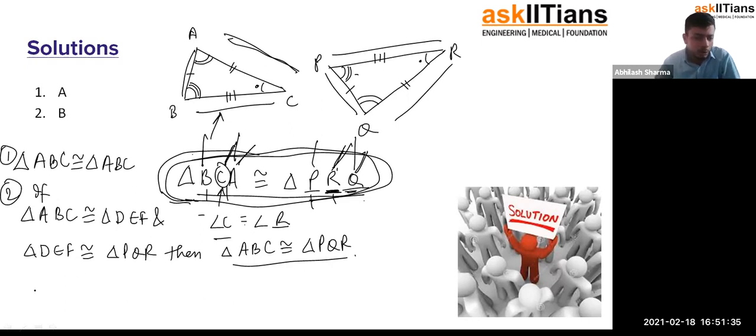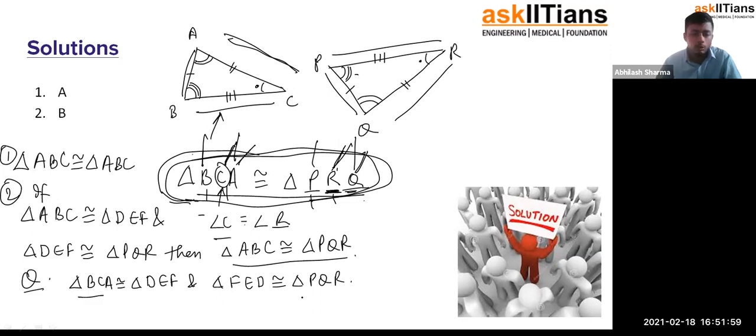So let's say I give you a very easy question. Let's say triangle BCA is congruent to triangle DEF, and triangle FED is congruent to triangle PQR. Then you have to tell me that triangle ABC will be congruent to what in terms of PQR. Basically, we have to write the congruence order of triangle ABC and triangle PQR. How should we do that?